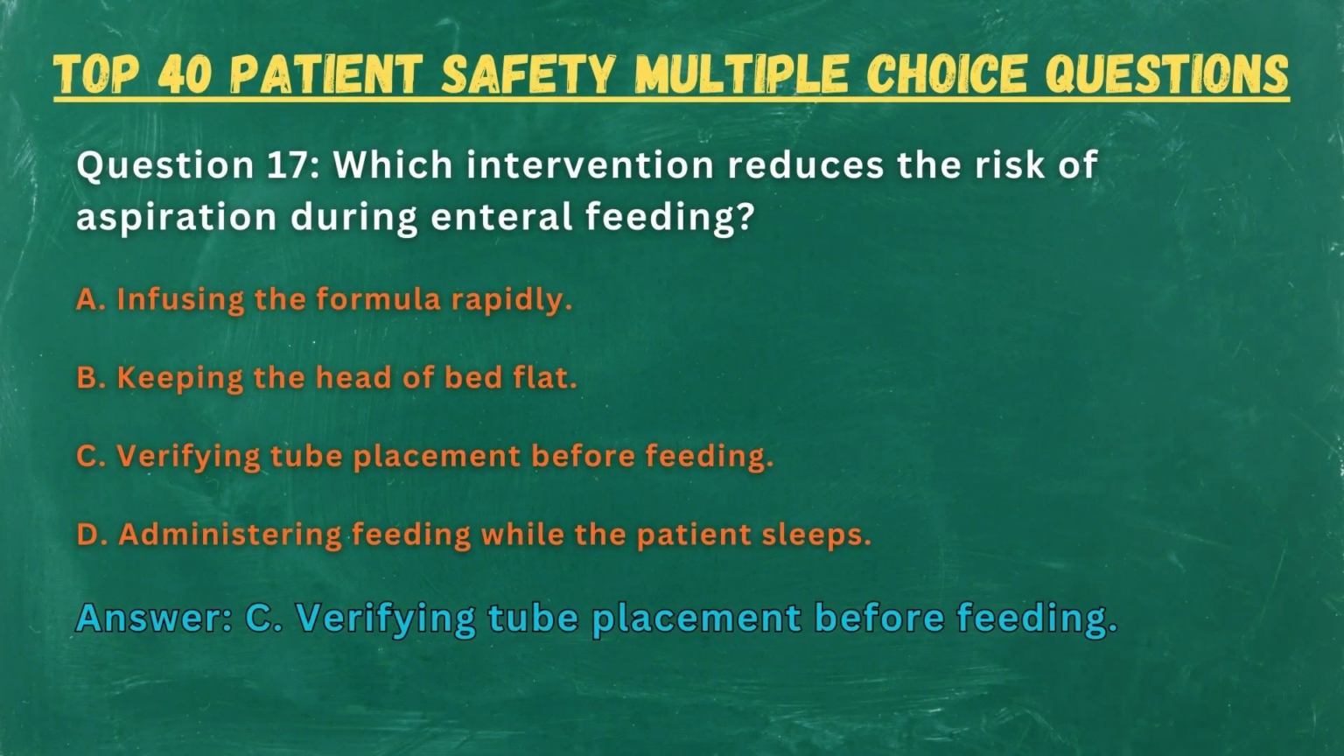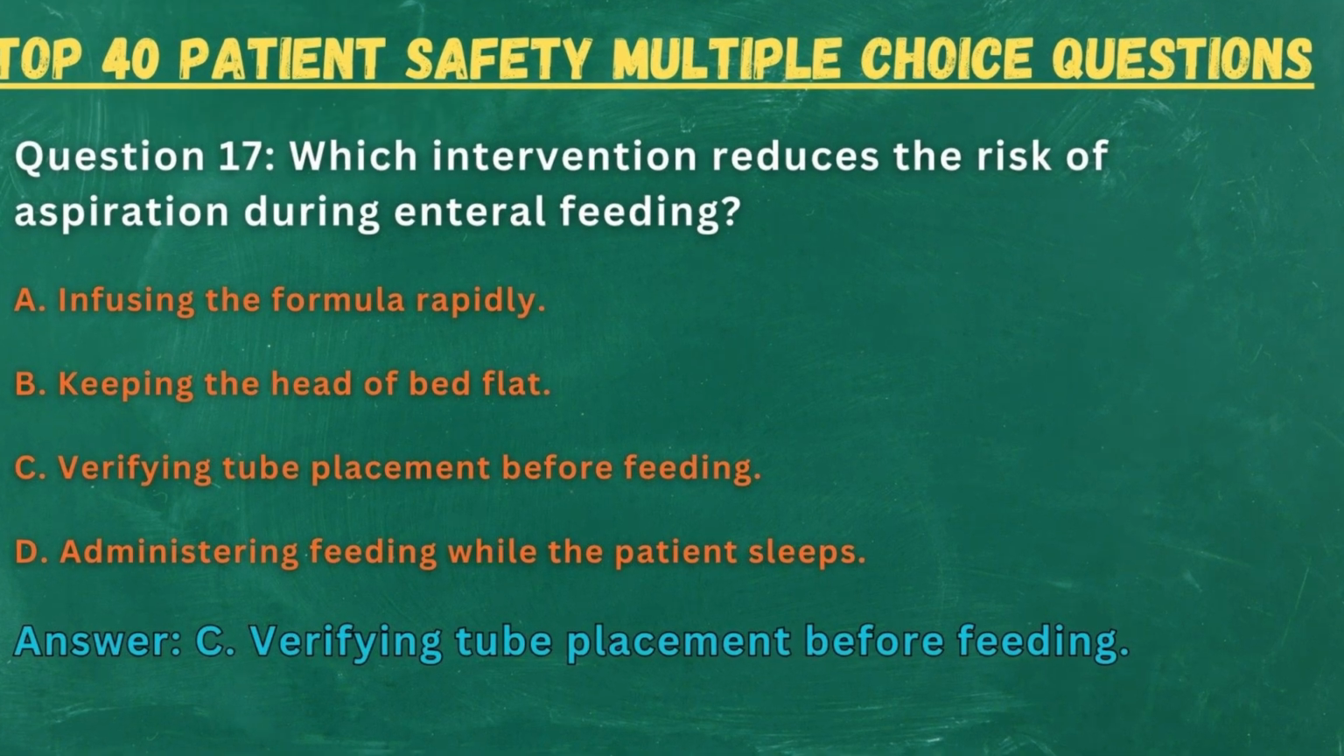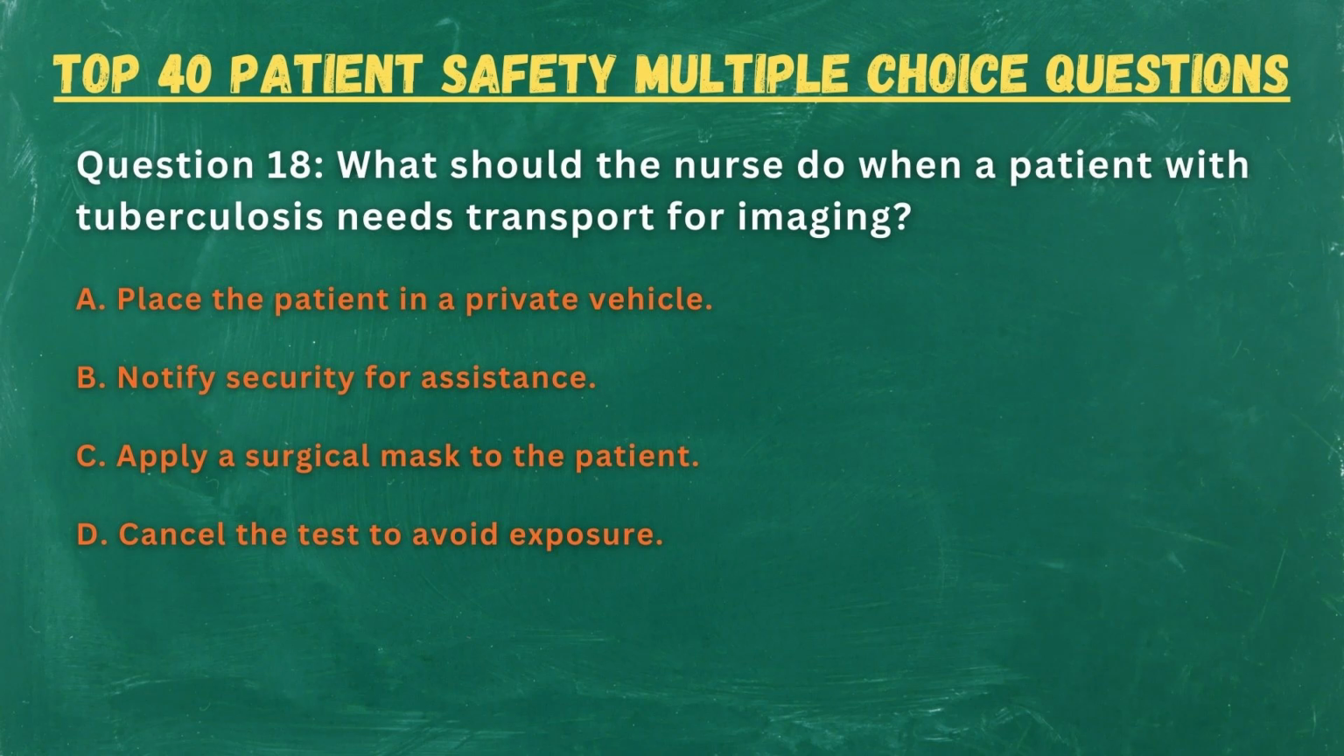Answer: C. Verifying tube placement before feeding. Question 18. What should the nurse do when a patient with tuberculosis needs transport for imaging? A. Place the patient in a private vehicle. B. Notify security for assistance. C. Apply a surgical mask to the patient. D. Cancel the test to avoid exposure.